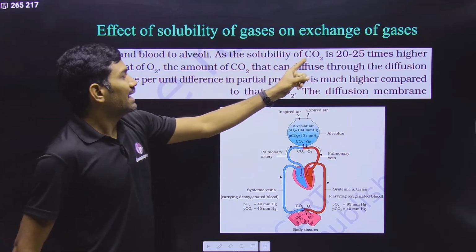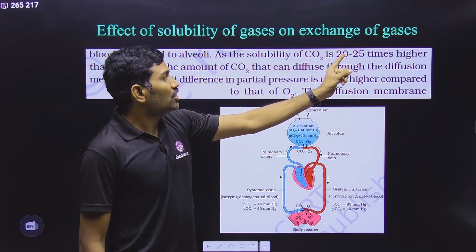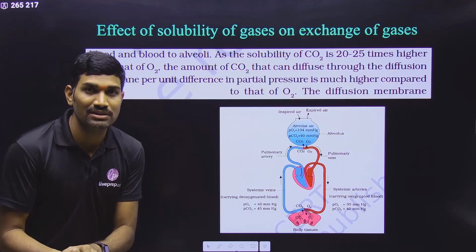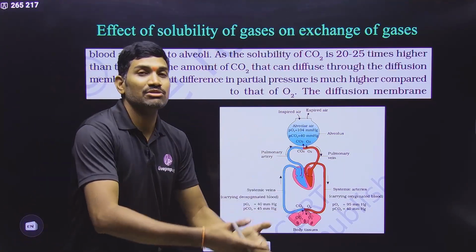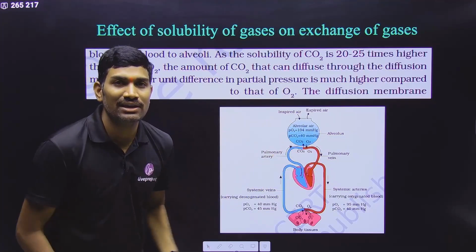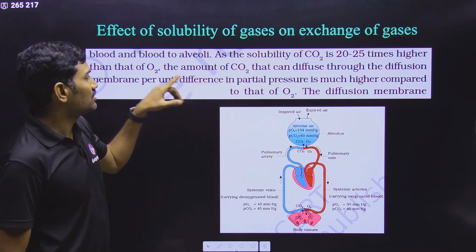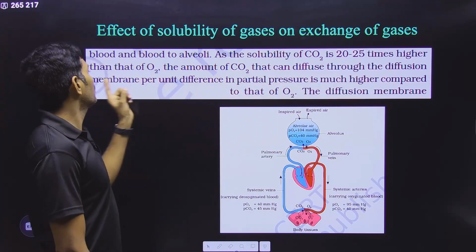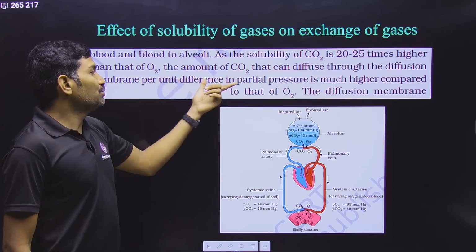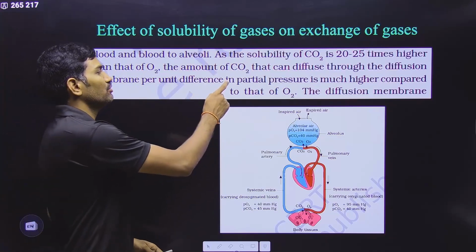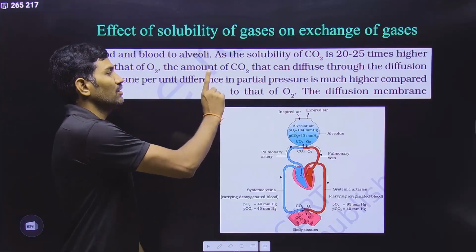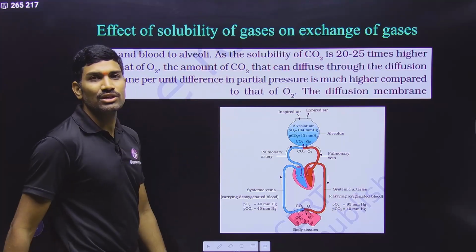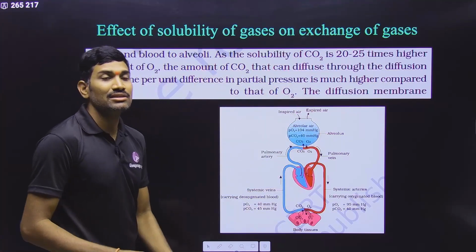Let us see this. The solubility of CO2 is 20 to 25 times higher than that of oxygen. When compared with the solubility of oxygen, CO2 has approximately 20 to 25 times more solubility. So because of this, consider the amount that can diffuse through the diffusion membrane per unit difference in partial pressure. Let us take a difference of 1 mm mercury. Now who will diffuse fast? CO2 will diffuse fast because of its higher solubility. This is what they are saying.